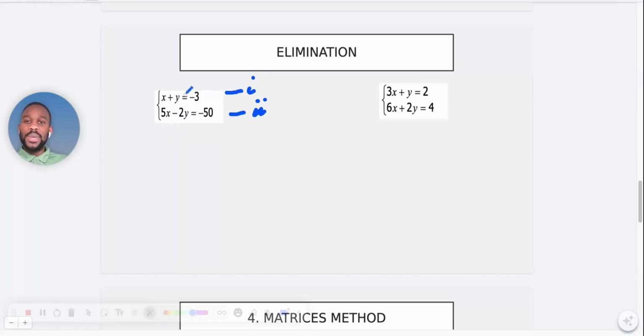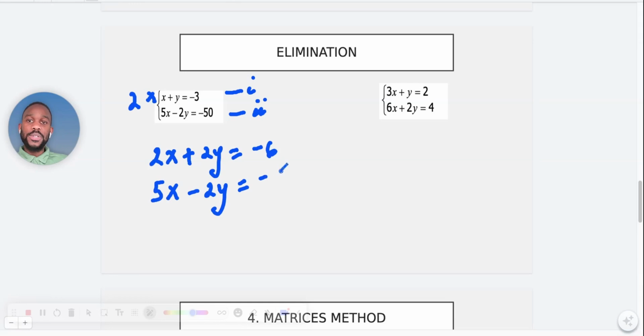So what I'm going to do, let me eliminate y, yeah? So to eliminate y, I need to make the coefficients at least the same, right? 2. So to do that, I'll multiply equation 1, all of it, by 2, such that we have 2x plus 2y is equal to -6. So I'm multiplying everything by 2 because I want it to be almost the same as this. So equation 2, I'll leave it the way it is. So we'll have 5x minus 2y is equal to -50.